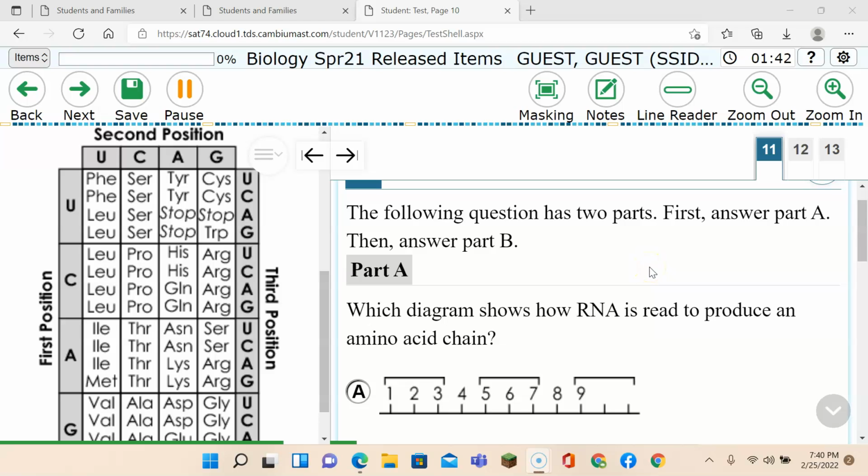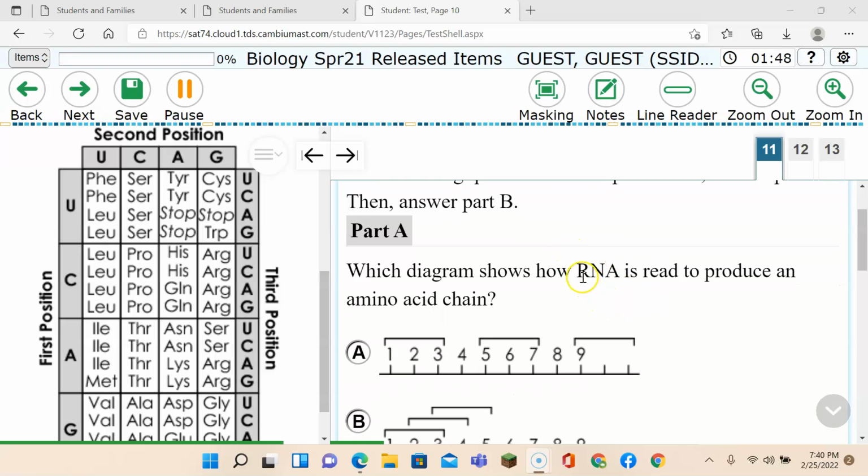The following question has two parts. First, answer part A, then answer part B. Which diagram shows how RNA is read to produce an amino acid chain? So remember, DNA to RNA. DNA makes messenger RNA inside the nucleus. That's called transcription. And then the messenger RNA leaves the nucleus, goes outside to the ribosomes, and starts making protein by putting the amino acids together.